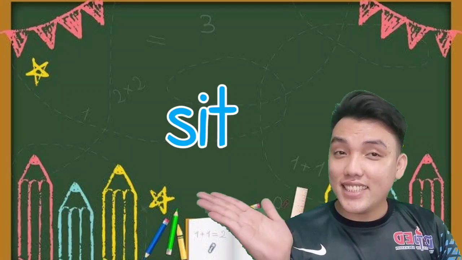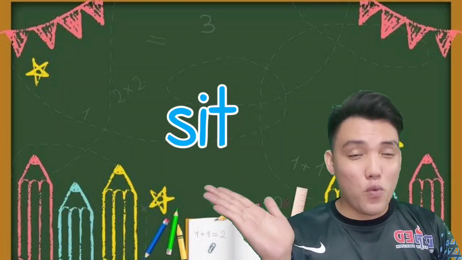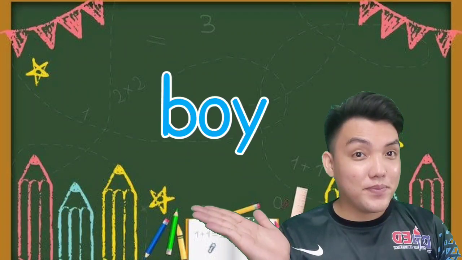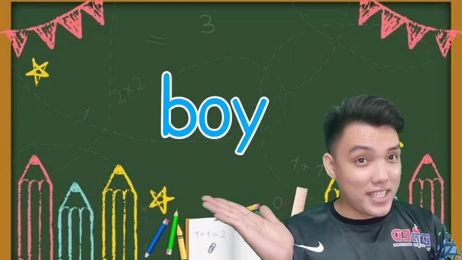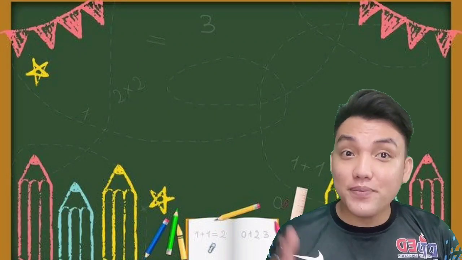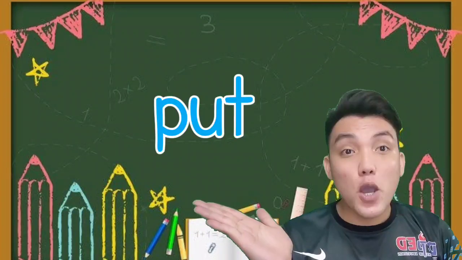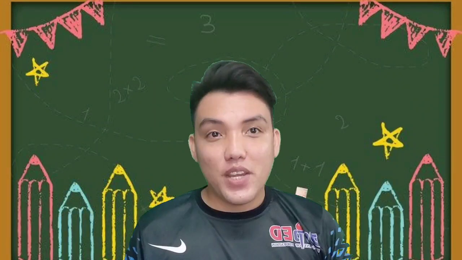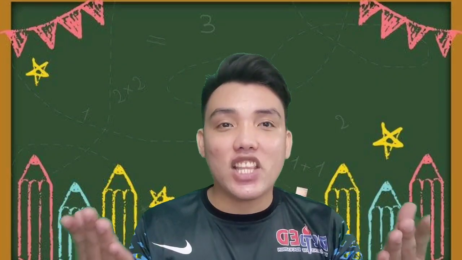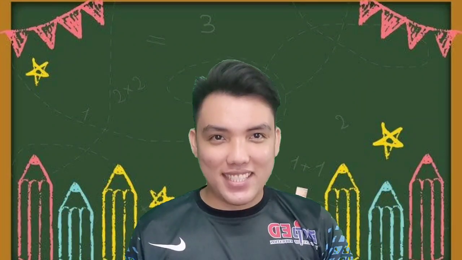Next word. Very good. Sit. Once again, sit. Next word. Boy. Once again, boy. Next word. Put. Again, put. Remember, kids, that there are 26 letters in the English alphabet, and each has corresponding sounds.